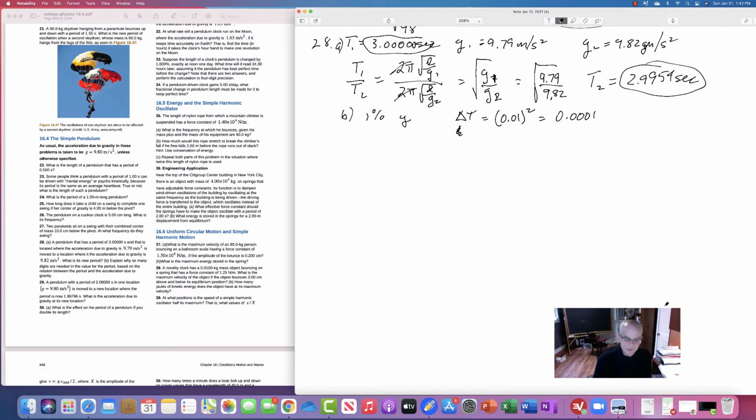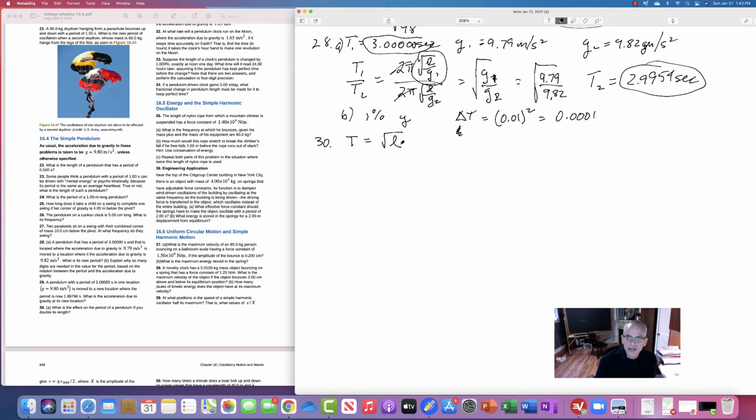Okay, problem number 30 is more of a conceptual problem. I'll go through it very quickly. It says, what is the effect on the period of a pendulum if you double the length? Okay, the relationship between period and length is the change in period is affected by the square root of the change in the length.